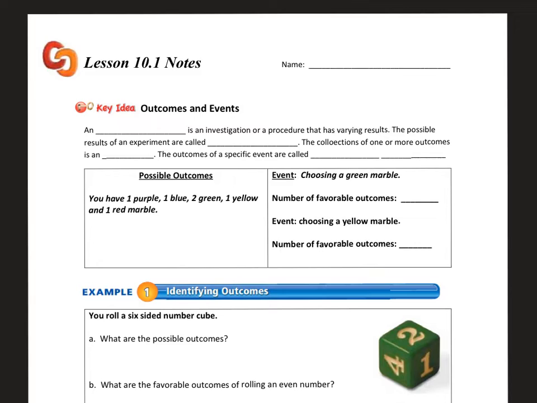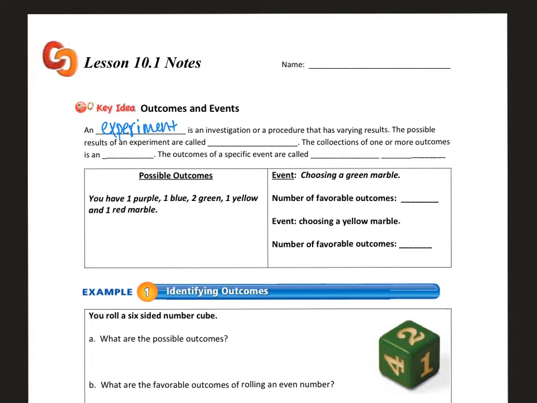So 10.1 is on outcomes and events. Okay, so you've probably already heard of a lot of these topics we are going to cover. And now we're just kind of putting a little math spin on it. So hopefully these first few sections are a breeze for you. So let's get going. The first vocab word we are going to fill in here is an experiment.